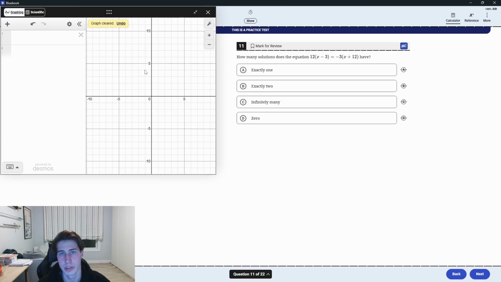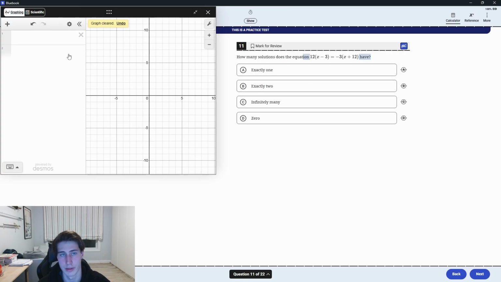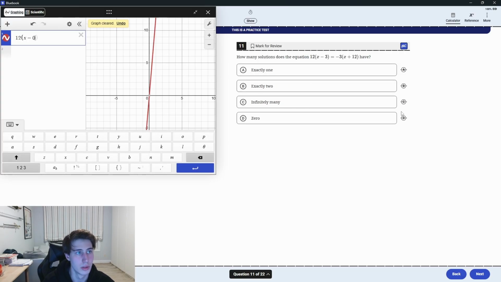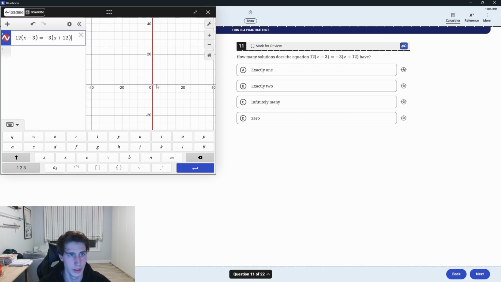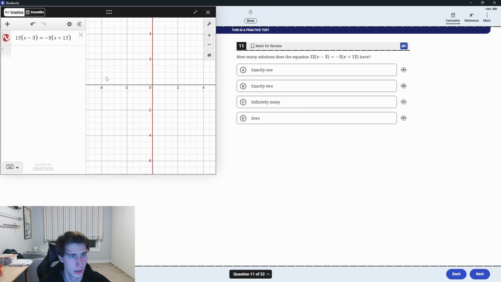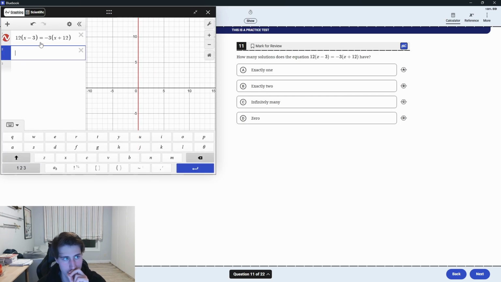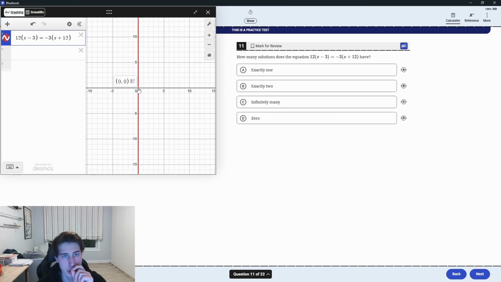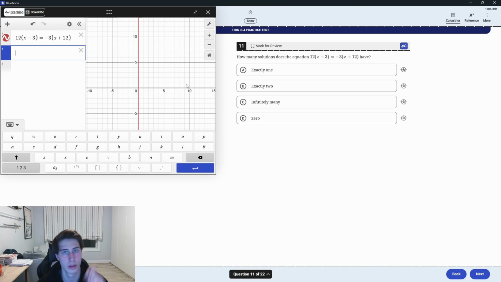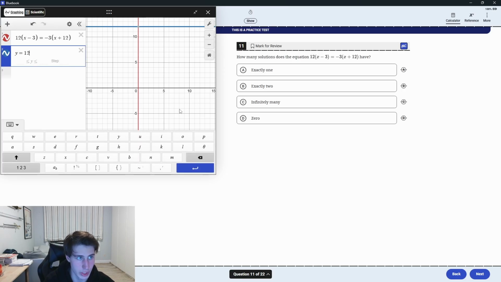11. How many solutions does the equation have? Okay, so we plug this into Desmos. -3x plus 12. And look at that, we only have one line. But the one thing to be careful with on Desmos is this could either mean infinitely many solutions, or it could mean one solution. So let's check.